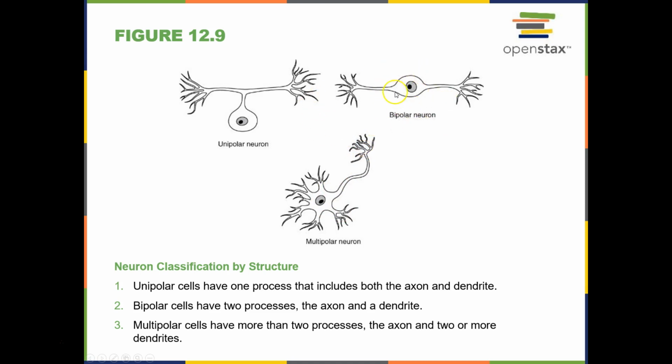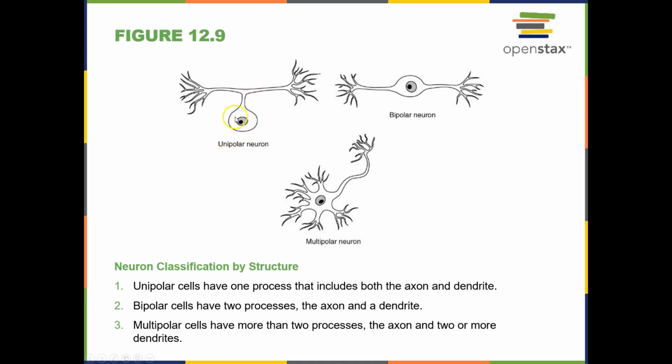A bipolar neuron, which we see in the neurons of olfaction as well as neurons of sight, are going to have 2 poles off the cell body. We have one that is the dendrites and one that is for the axon. So here we have the dendrite and here we have the axon.